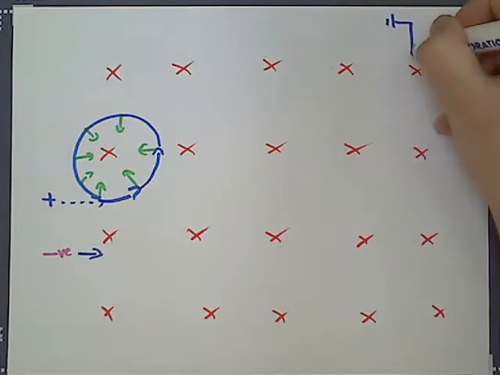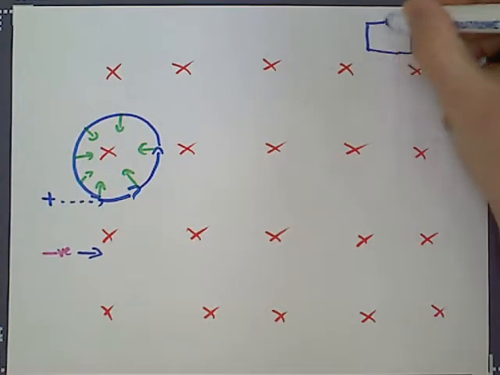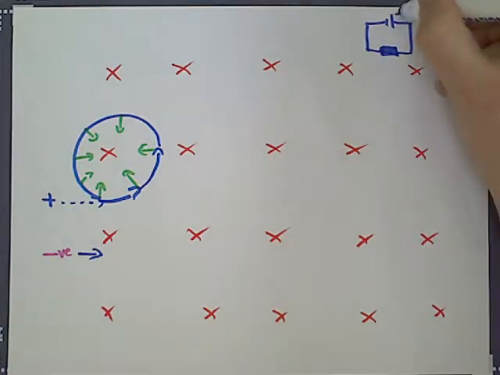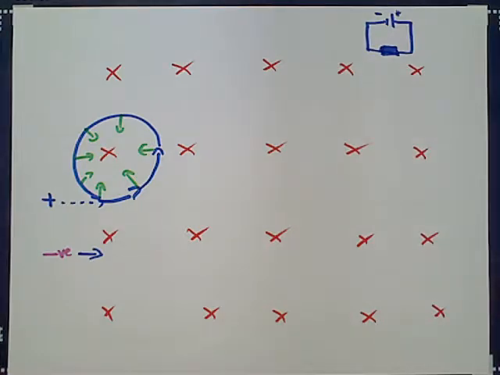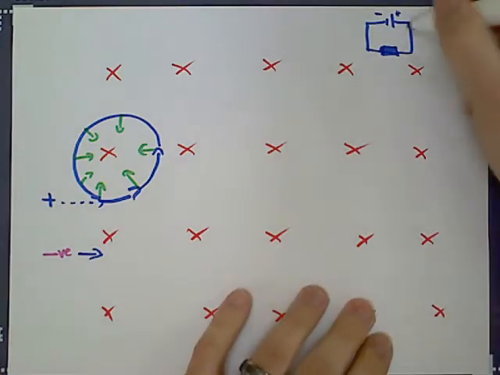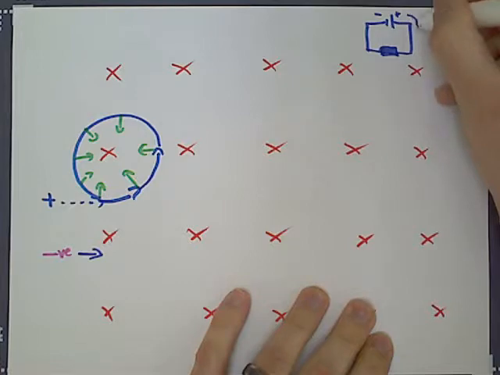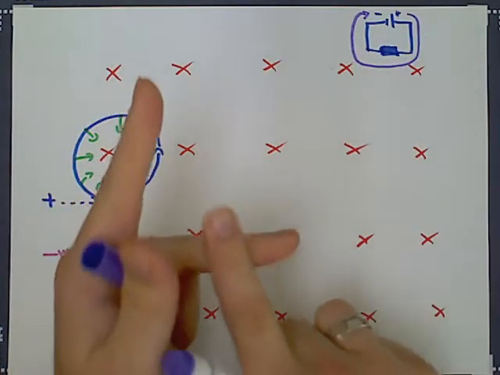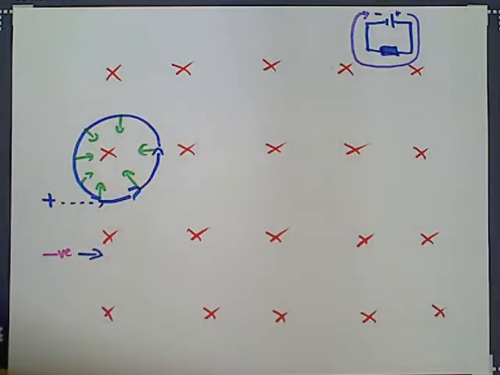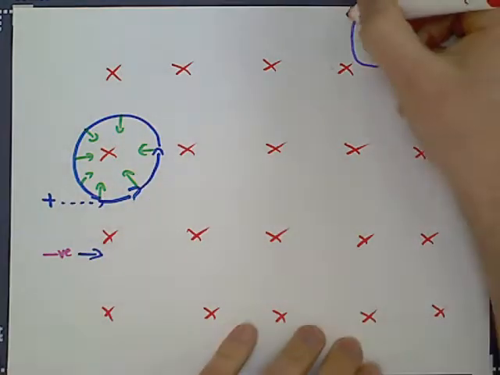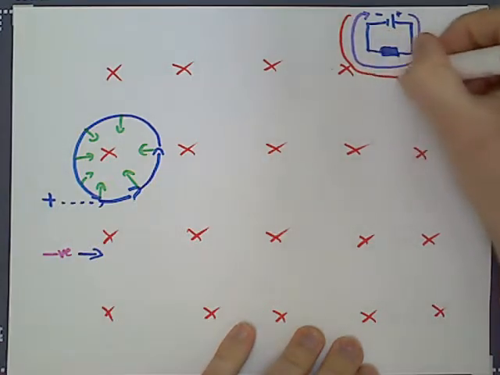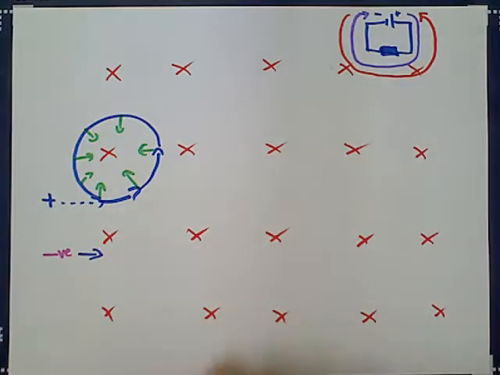So if you have a circuit like this, we'll put a little resistor in there. Then this is your positive terminal and this is your negative one. Conventional current is positive to negative. That's what this is showing us. But in this case, electrons in a circuit move from negative to positive. So electron flow is in this direction, i.e., it's opposite to conventional current.